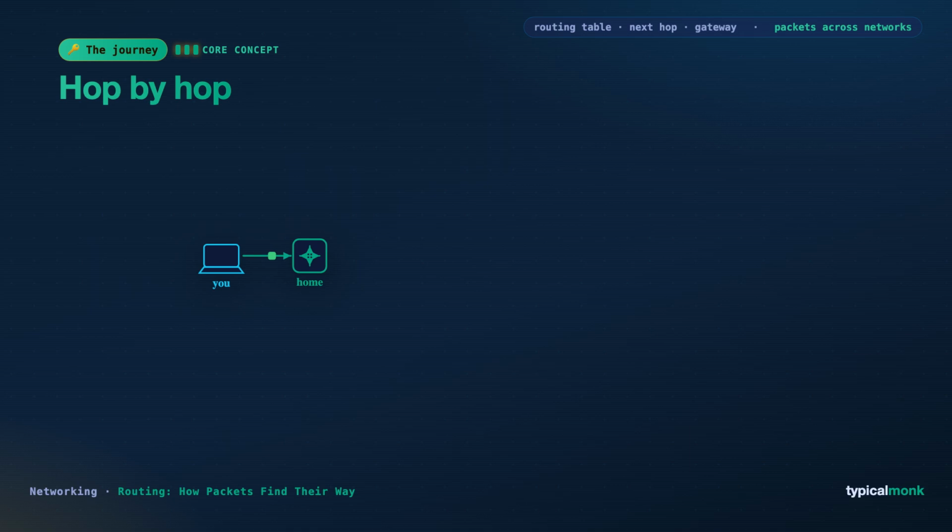Now let us follow a packet on its actual journey across the internet, because seeing the whole trip ties everything together. It begins on your device. Your laptop wants to reach a distant server, sees the destination is not local, and sends the packet to its default gateway, your home router. That is hop 1, from your device to your router. Your router looks at the destination, finds no specific route, and forwards it to its own default gateway, your internet provider's network. Hop 2. The packet has now left your home entirely and is out in the wider internet.